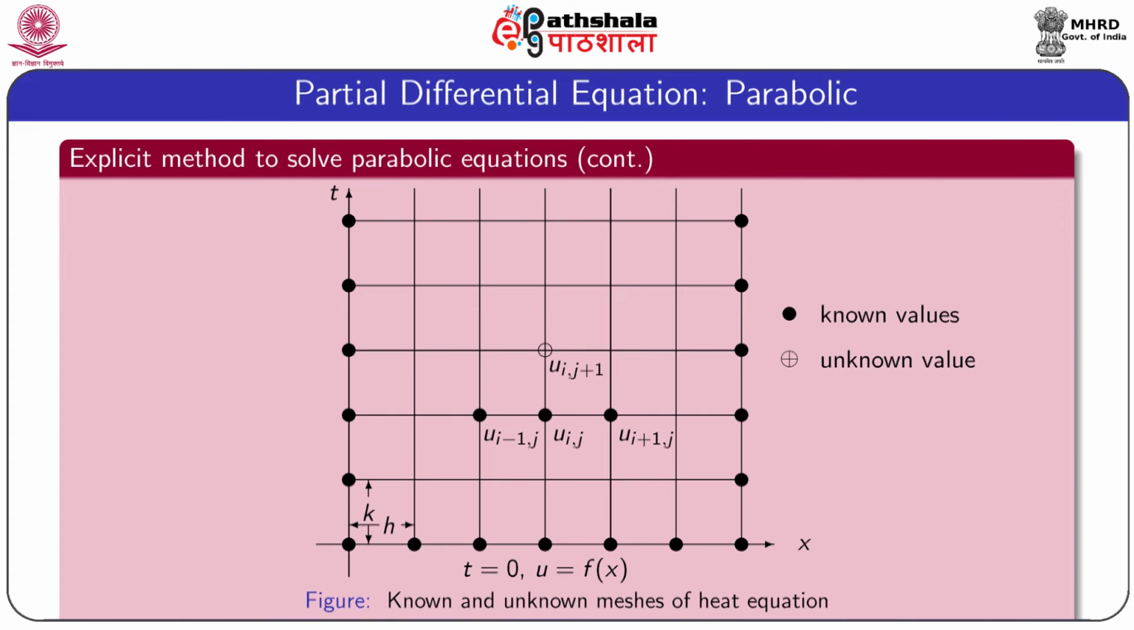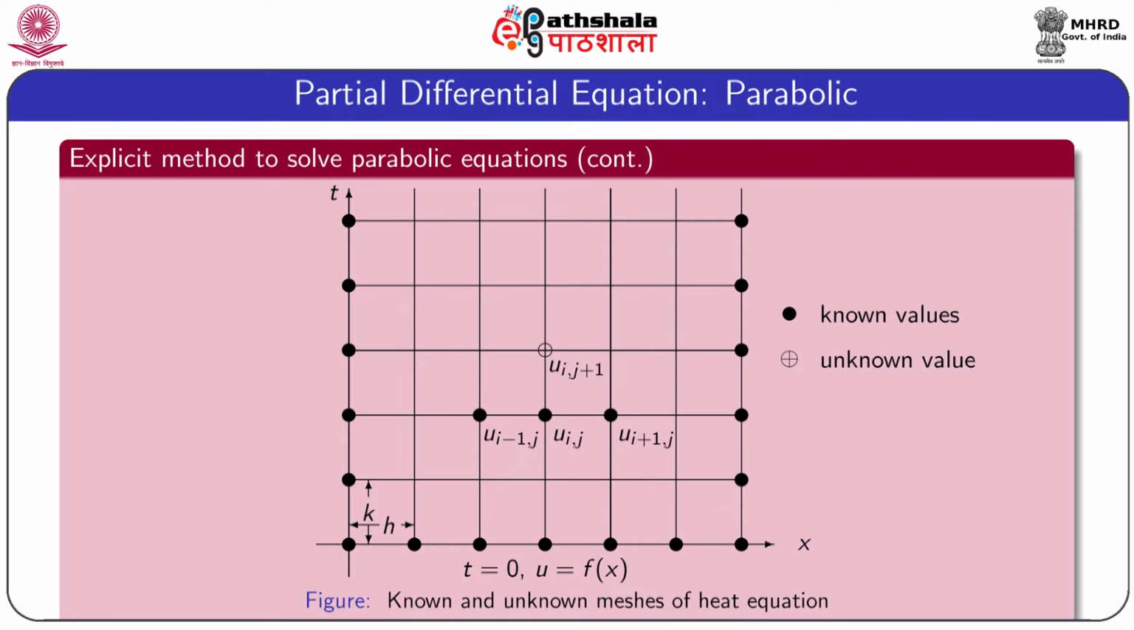This is the diagrammatic representation of meshes of the heat conduction equation. The known values are denoted by the filled circles and unknown values are denoted by the open circles. The initial values are given along the x axis, the left boundary values are given along the t axis, and the right boundary values are given along the right vertical line. Our problem is to find the value of u at each mesh point, which are the intersections of the horizontal and vertical lines.